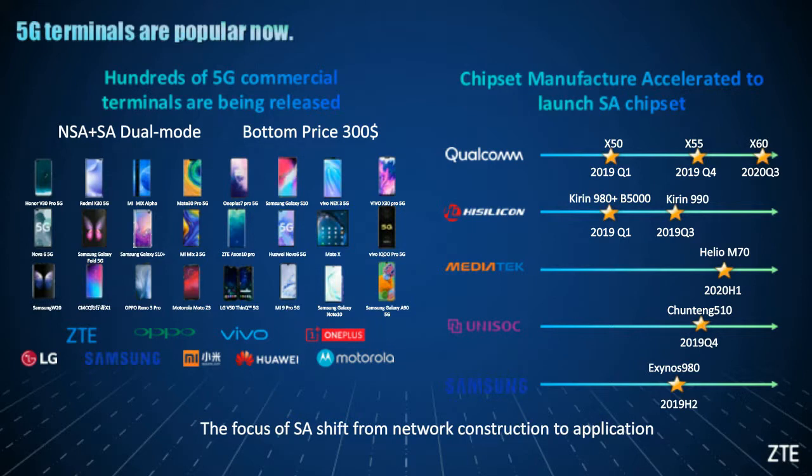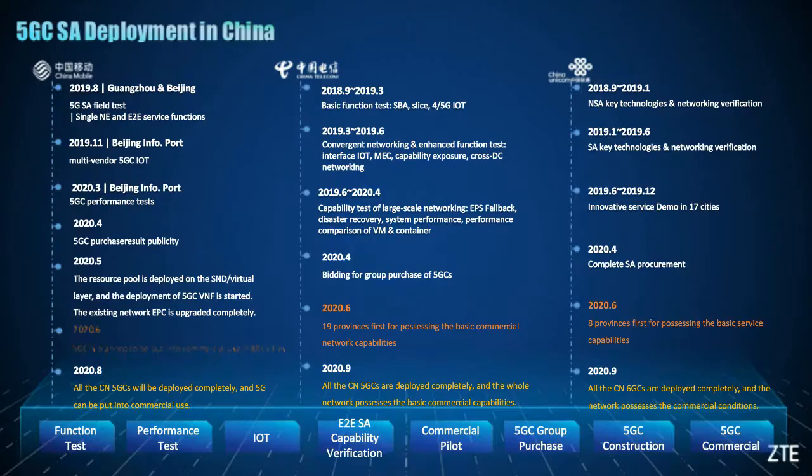Next, we can go to the roadmap about how the three operators deployed their standalone network from last year. From the roadmap, we can see the three operators moved their standalone trials from the field to the lab and ran a lot of tests.